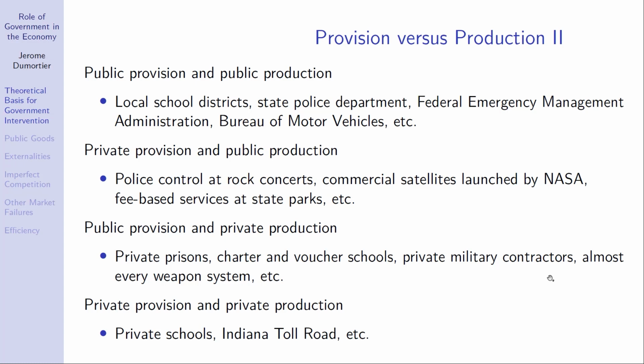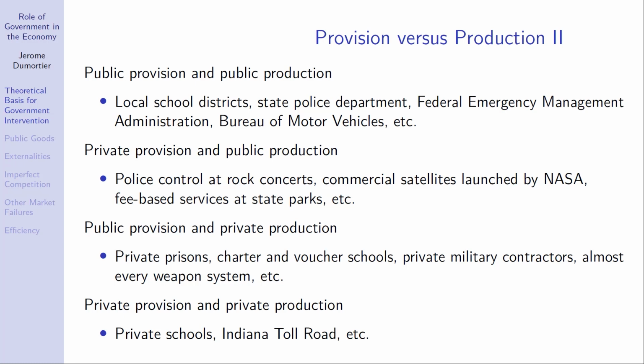So if you're thinking about local school districts, state police departments, federal emergency management, Bureau of Motor Vehicles, etc., then you have here the public provision in the sense that the public is responsible for providing as well as for producing the goods. You also have private provision and public production of goods. So for example, if you're thinking about the police control at rock concerts, if you have commercial satellite launched by the NASA, then you have private provision and public production.